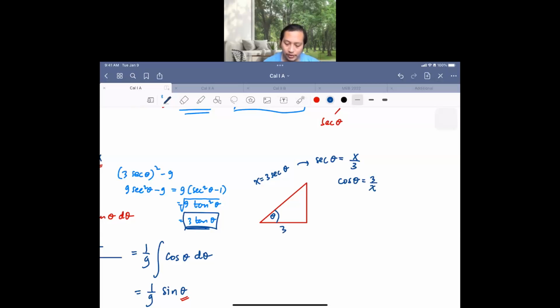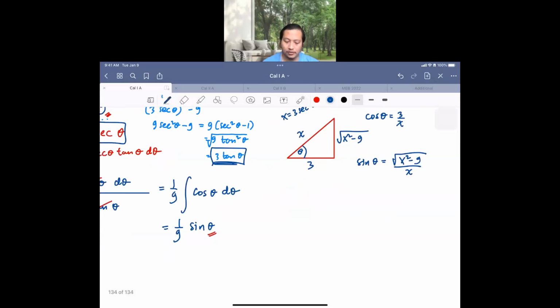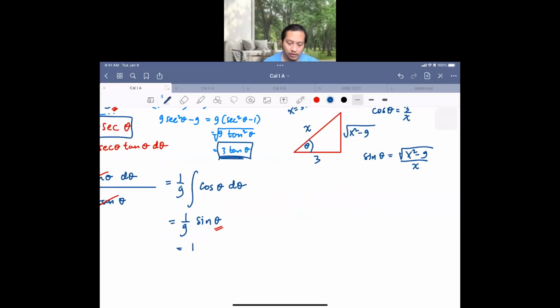So cosine theta is 3 over x, and this side is the square root of x squared minus 9. From here we get that sine theta is the square root of x squared minus 9 over x. So that will be our solution for this one, over x, and then don't forget to add plus c.